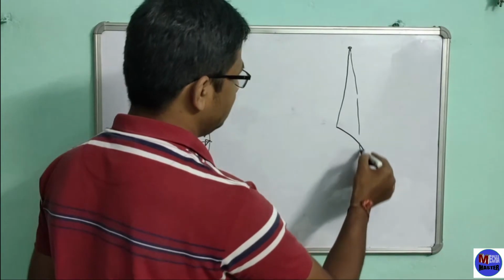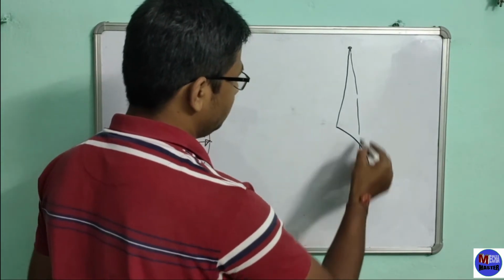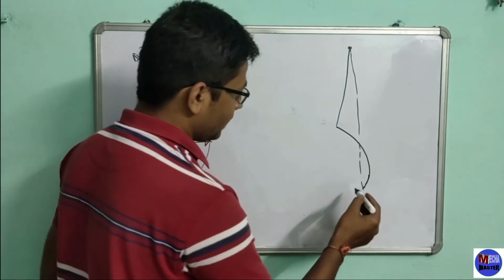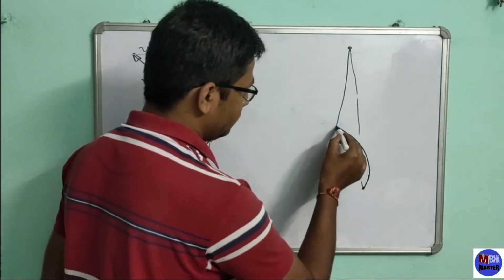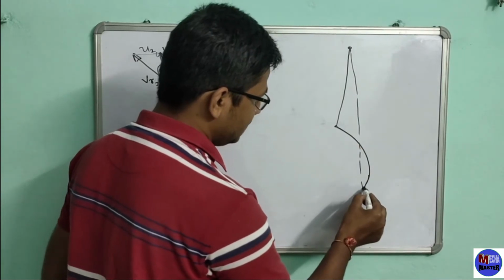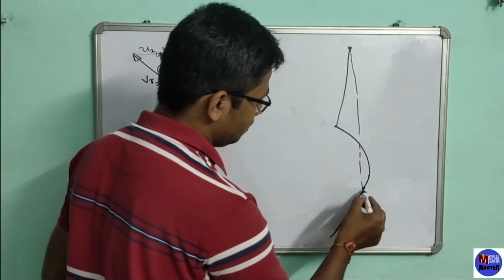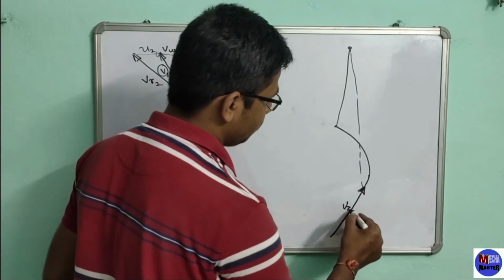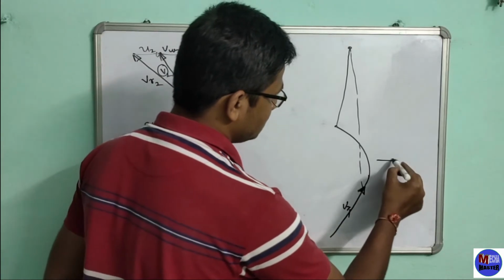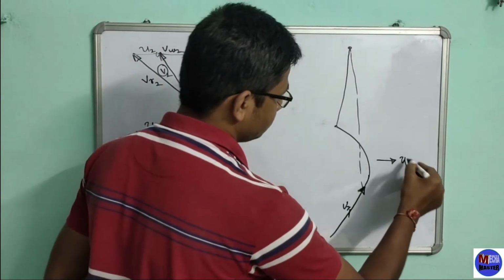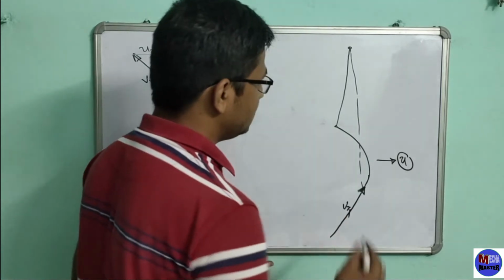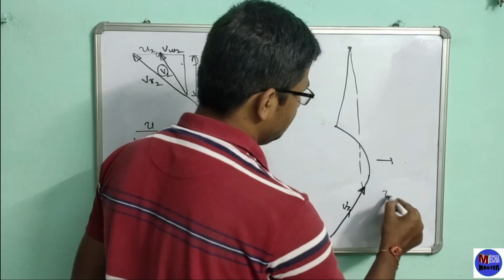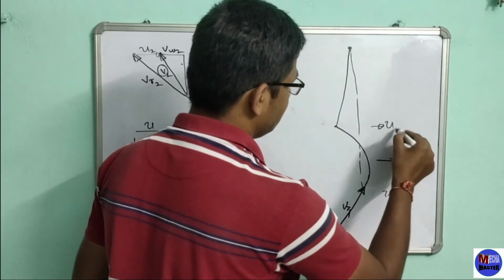So the flow will be in the radial direction. Flow velocity will be in that direction. So this is the inlet 1 and this is the outlet 2. The tangent will always be the relative velocity v1, and since there are radii 1 and 2, there will be 1 and 2. At the inlet there will be u1, at the outlet there will be u2.